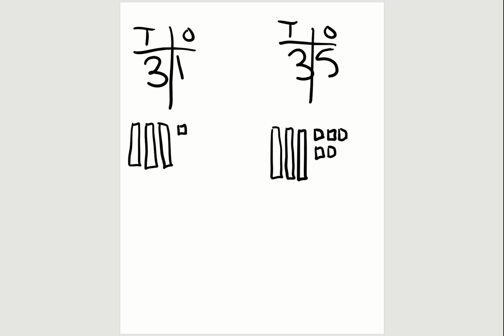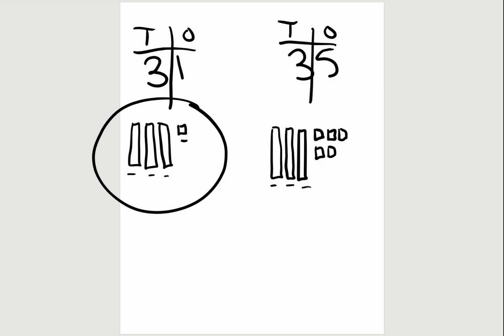So I have 1, 2, 3 tens over here. So I want to compare the tens over to my other number. 1, 2, 3. So they both have 3 tens. Now I need to look at the ones place to see which one has the most. I look back over at the number 31, and I can see it only has 1 one in its ones place. If I look at the number 35, I can see that it has 1, 2, 3, 4, 5 ones in the ones place. So this one is going to have more.